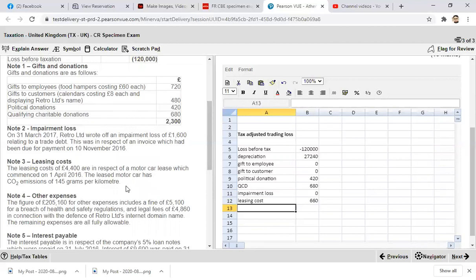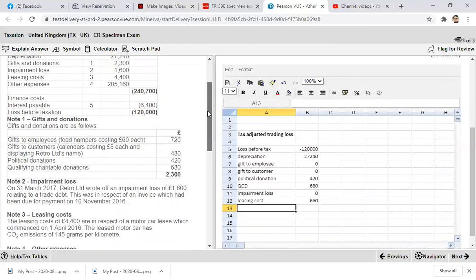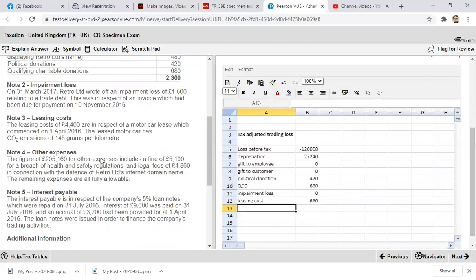The other expense figure after leasing comprises a fine of 5,100 for a breach of health and safety regulation. Only a fine related to car parking is allowed. So the fine is disallowed, 5,100. And then a legal fee in connection with the defense of an internet domain name. That legal fee for the internet domain name is allowed. All other expenses are allowable.